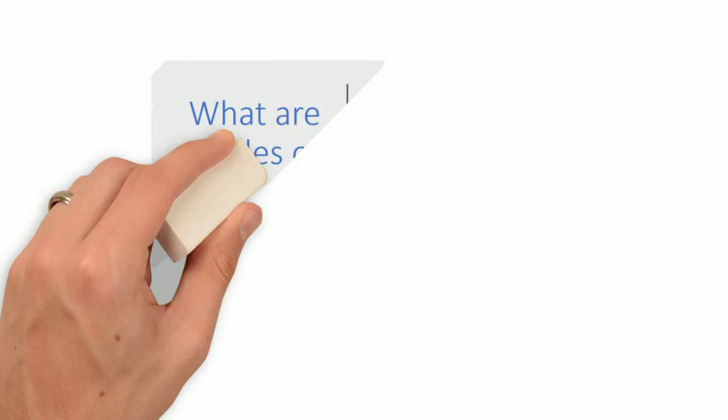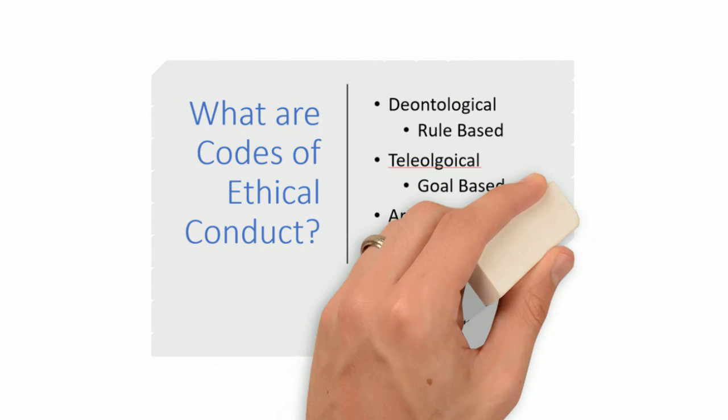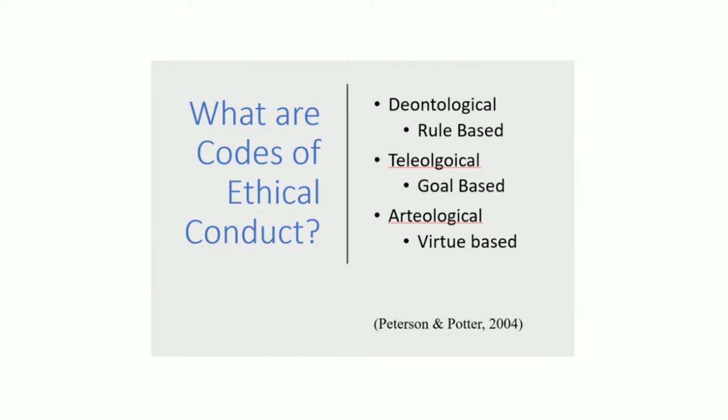Let's discuss what ethical codes of conduct are. When we look at how they're developed, there are three different methods of doing this. The first one is deontological. This is a rule-based code of conduct. According to Peterson and Potter, this system determines what is good or bad based on one's duty and what that duty requires. Most professional codes of ethical conduct follow the deontological system.